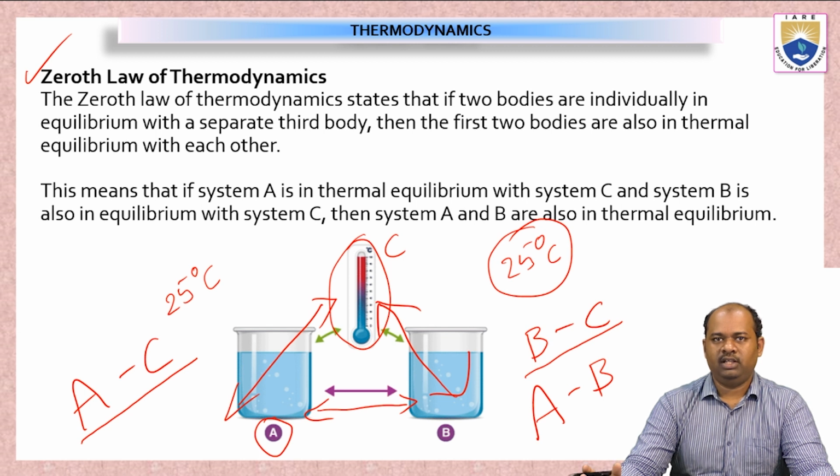If two bodies are in thermal equilibrium with a third body, the first two bodies are also in thermal equilibrium with each other. This means if a system A is in thermal equilibrium with system C and system B is also in thermal equilibrium with system C, then systems A and B are also in thermal equilibrium. So this is the basic definition of the zeroth law of thermodynamics.